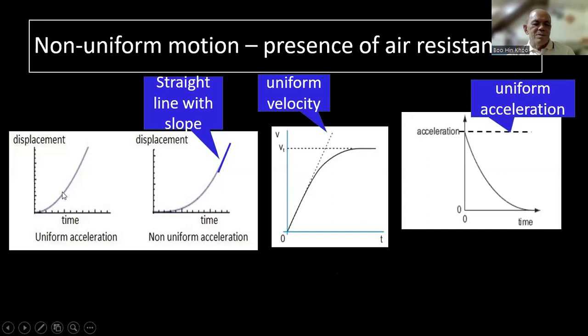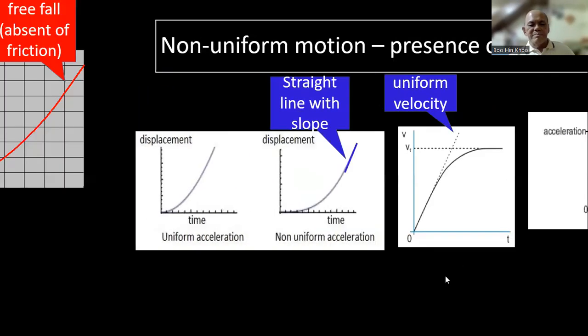Okay, so these are the graphs that we are going to obtain. This is for uniform acceleration. This is non-uniform acceleration, where air resistance is considered. This is the velocity time graph for uniform velocity. With no air resistance, it is a straight line passing through the origin. Uniform acceleration is this way, but with air resistance, it is going to decrease.